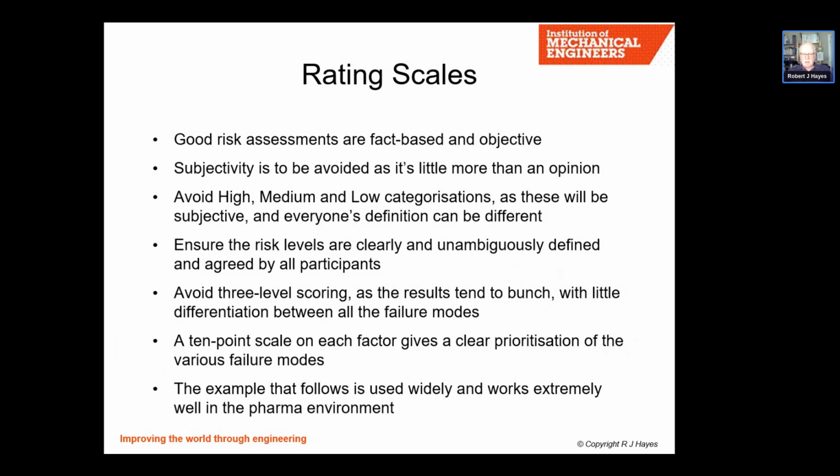And make it, at the very least, a 5-point scale. I prefer to use a 10-point scale, and the one I'm going to show you shortly is a 10-point scale for each of them. Because if you don't have a broad enough scale, for example, using the high, medium, low 3-point level, you get a lot of bunching, and you find everything ends up being scored the same, and then you can't separate and differentiate between the different failure modes. So a 10-point scale does give a nice spread, and it gives clear prioritization of the various failure modes, and that tells you which ones you should be working on first.